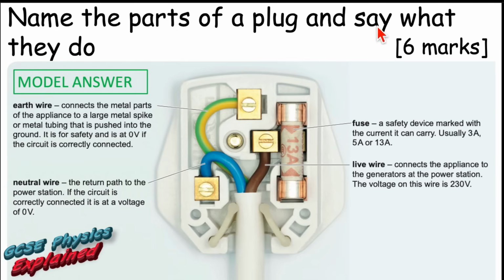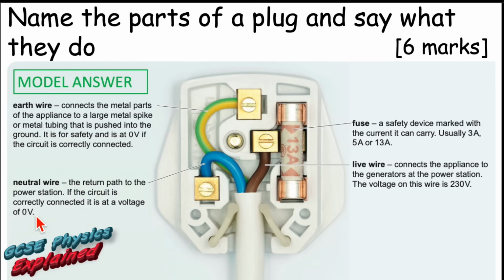Name the parts of a plug and say what they do. 6 marks. Right. You've got to say that this top wire is the earth wire. It's green and yellow. It's got a voltage of 0 and it's for safety. This left wire is the blue wire, and it takes the current away from the appliance. It's called the neutral wire because it's got a voltage of 0.